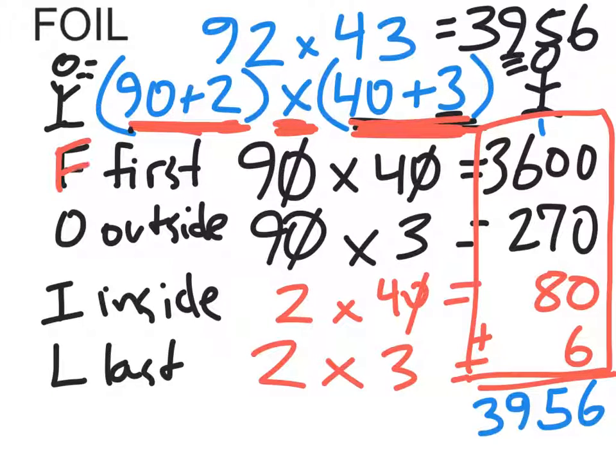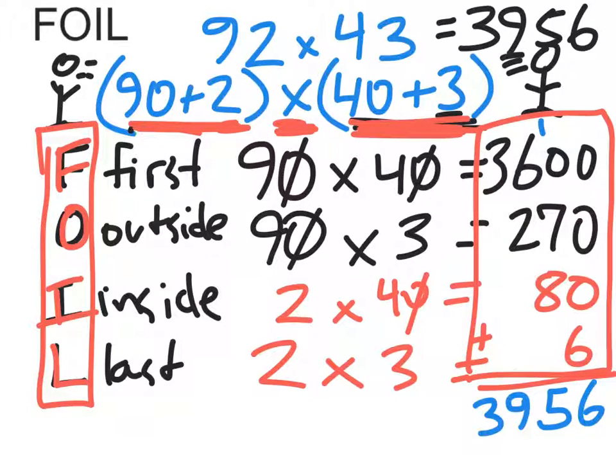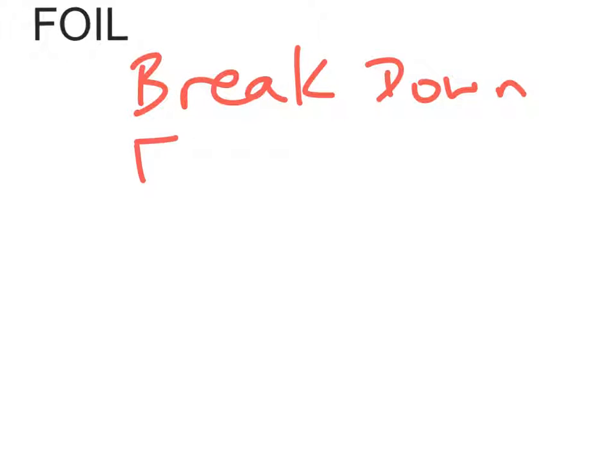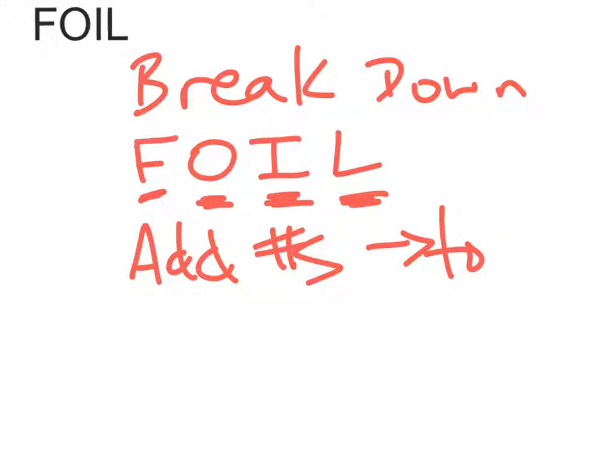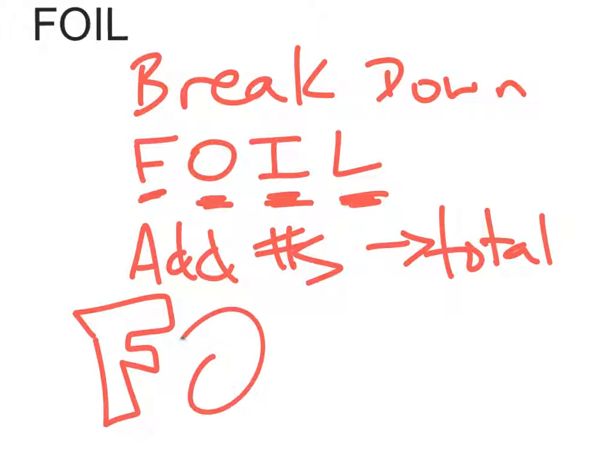And that's the FOIL strategy. And down the side here we see F for first, O for outside, I for inside, and L for last. And look what it spells. FOIL spells FOIL. And that's why we call it the FOIL strategy. So there's 3 parts to the FOIL strategy. First, you have to break down the numbers. Then you have to complete the FOIL process by multiplying the first numbers together, the outside numbers together, the inside numbers together, and the last numbers together. And then finally, you have to add your numbers to get your total. And that is the FOIL strategy.